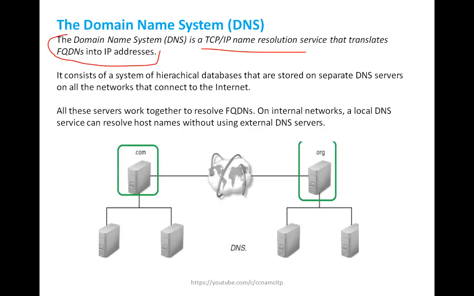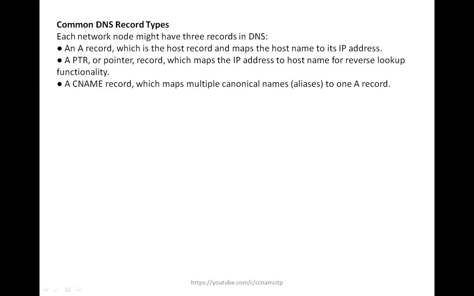For example, all the servers work together to resolve the fully qualified domain name. There will be lots of services used to resolve this query or answer the query internally or externally, to make the proper communication for what we are trying to access. On an internal network, a local DNS service can resolve the host name without using the external DNS. So if you are inside your domain, there will be one DNS server to resolve domain names for your client computers or nodes. But if you are going to an outside or external network, then certain external DNS services are used to resolve the names.